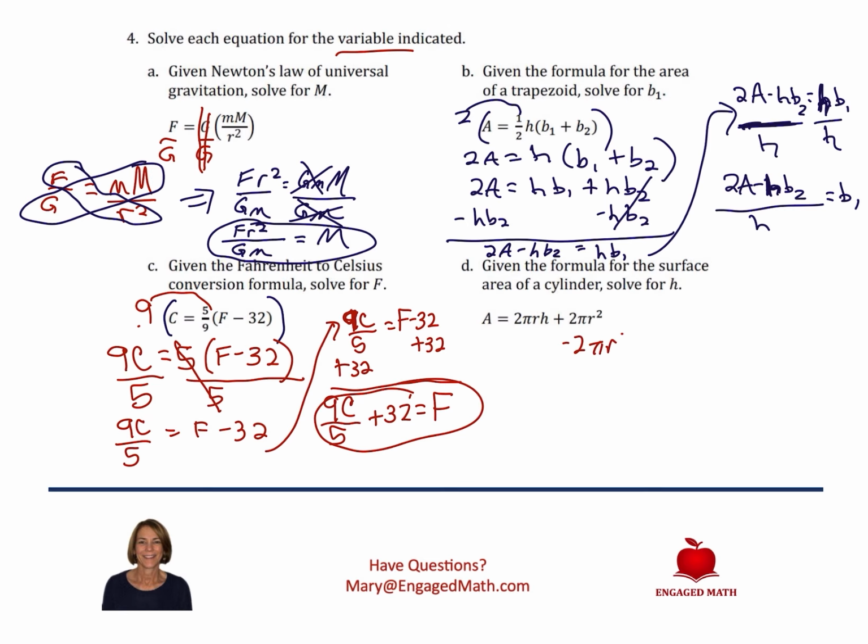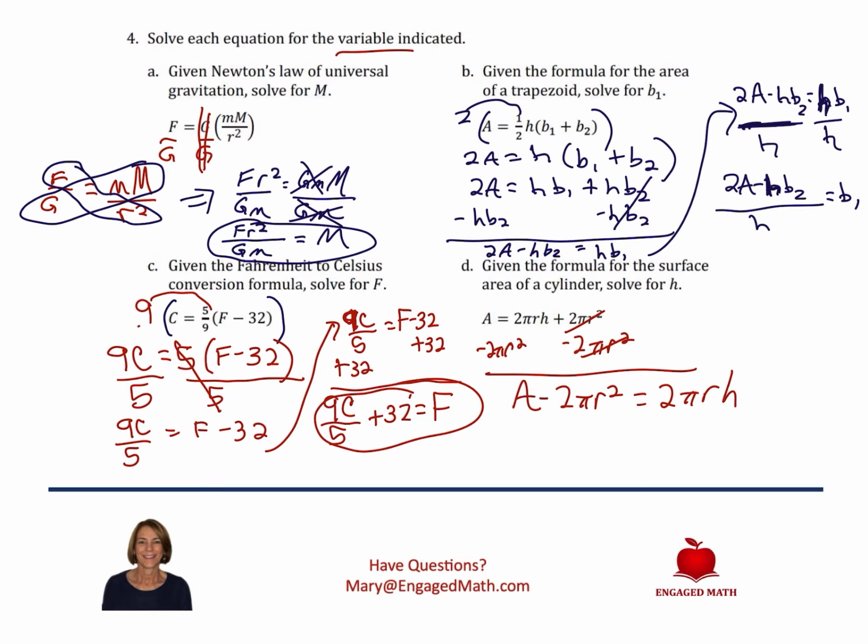So I'm going to start by subtracting 2 pi r squared from both sides of the equation. So when we do that, we get A minus 2 pi r squared. These cancel, so that's equal to 2 pi r h.